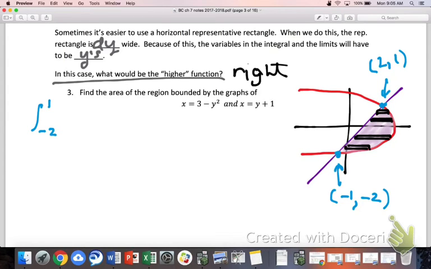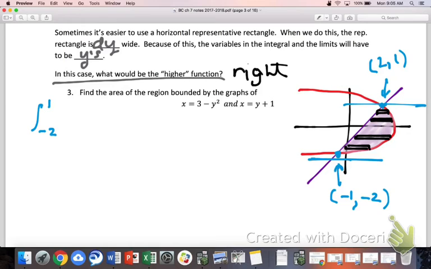Negative 2 to 1. Let's analyze that real quick. When you have a vertical representative rectangle, don't you accumulate from left to right? But when you have horizontal representative rectangles, we accumulate from bottom to top. And so we're going to be accumulating from here up to here. That's why we've got to have those y values, because the y's are what describe bottom to top, not the x's. And so I do agree with the idea of integrating from y equals negative 2 up to y equals 1, simply where we're going to start accumulating and where we're going to stop accumulating.